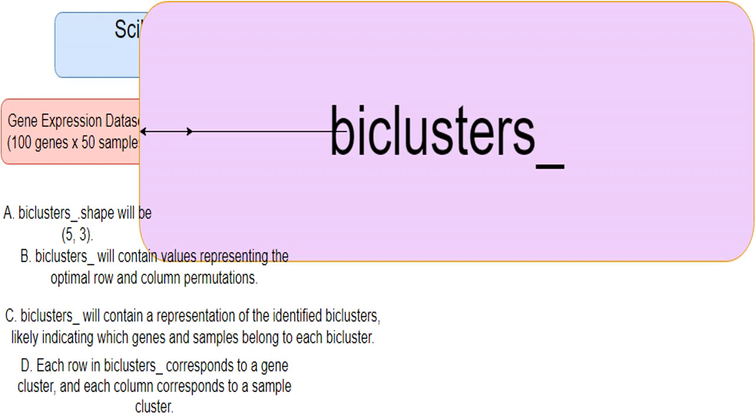That's also incorrect. While the algorithm internally uses permutations to find the best grouping, the Biclusters attribute doesn't directly store the permutations themselves. It stores the information about which data points are grouped together.